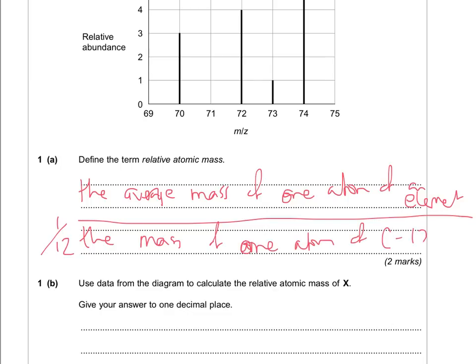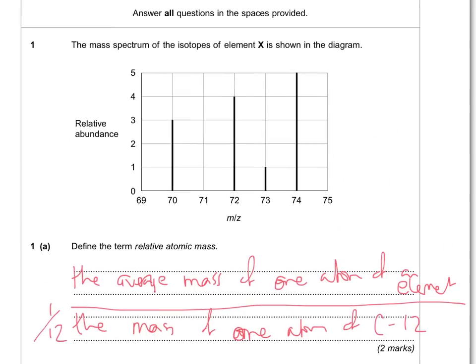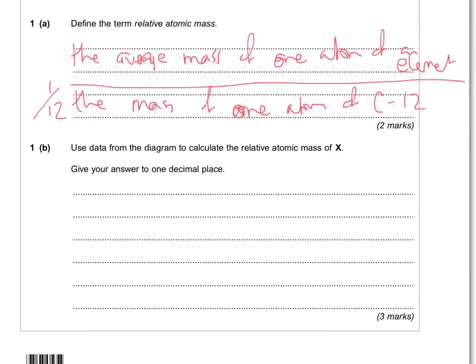of carbon-12. Now, the words that students generally miss are the average, one atom, because if you just put the average mass of an element, you haven't said how much. They also miss an atom of carbon-12 down here as well. Sometimes students just put the 1/12 mass of carbon-12. You need to make sure you say how much of each one, so all of those words are important there. The next question asks you to use this data up here to calculate the relative atomic mass of X.